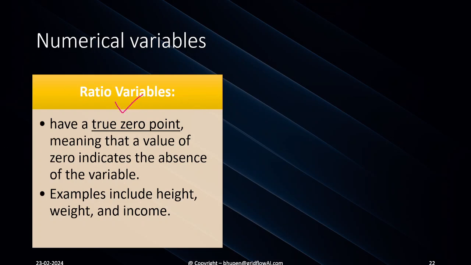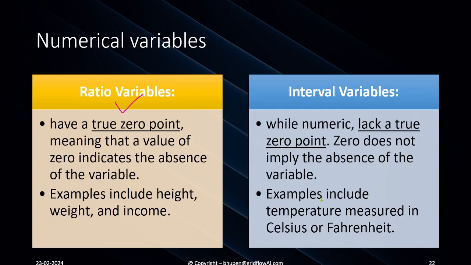Then we have interval type of variables, which do not have a true zero. That means, let's talk about temperature in Celsius. Temperature in Celsius, 0 degree is not an absolute value because you have Kelvin scale as well, right? So in that case, we have a different zero. So we have to consider those factors as well.